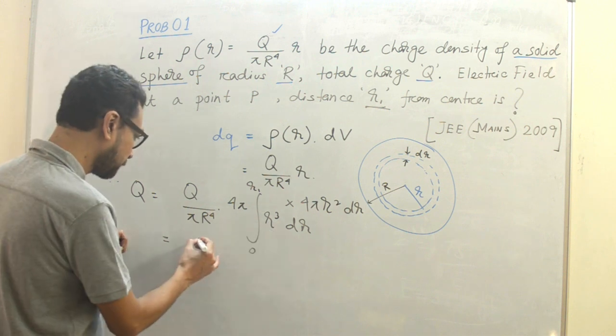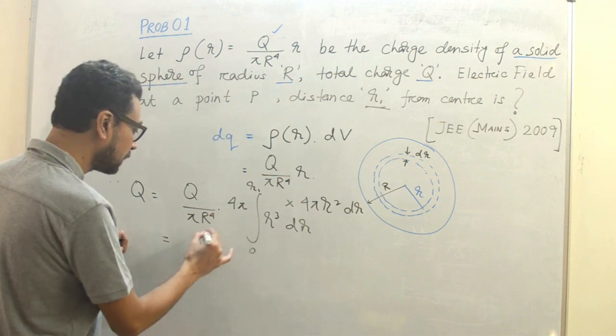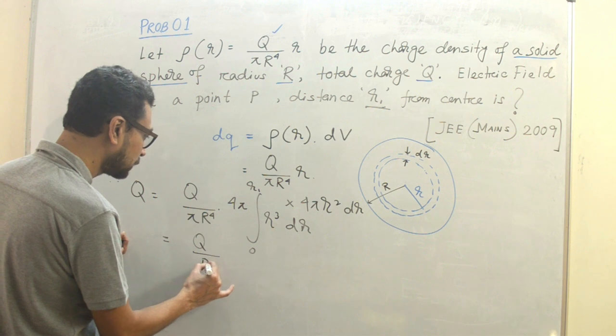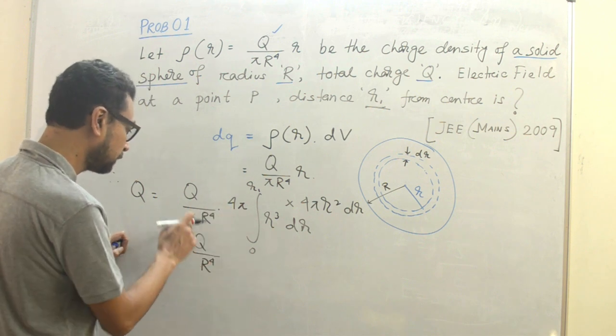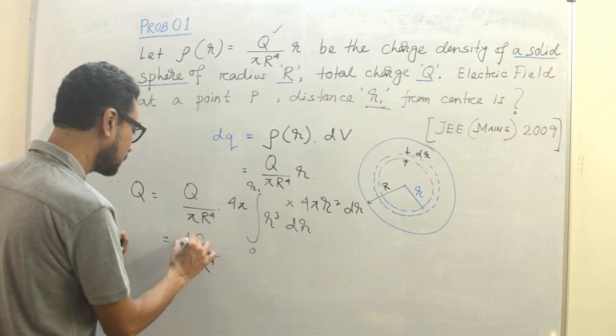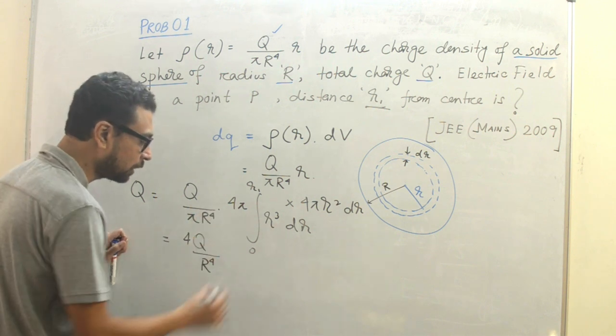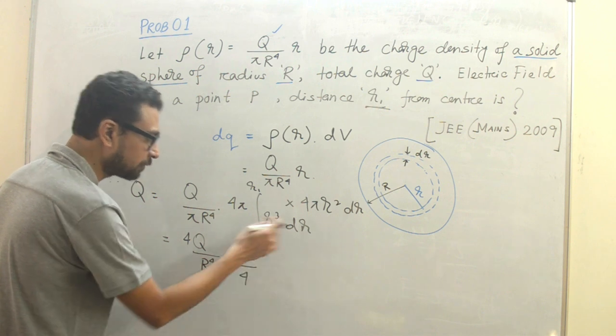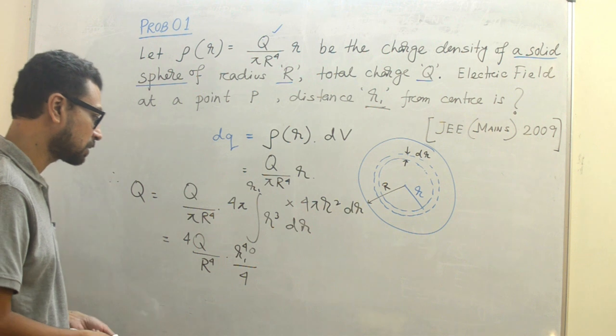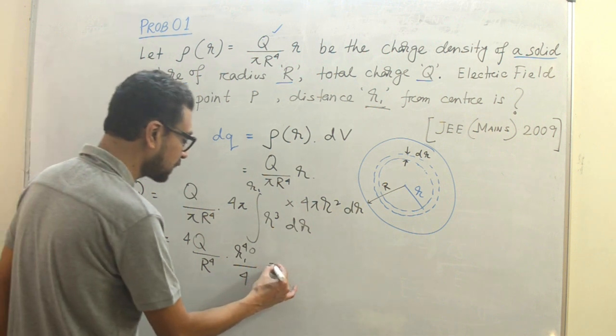This will give you, as you can understand, q by R to the power 4. The 4 is here again, and this pi will get cancelled. So we get 4q by R to the power 4, and here it is r1 to the power 4 divided by 4. If you integrate and put the limits, you will definitely get this answer.